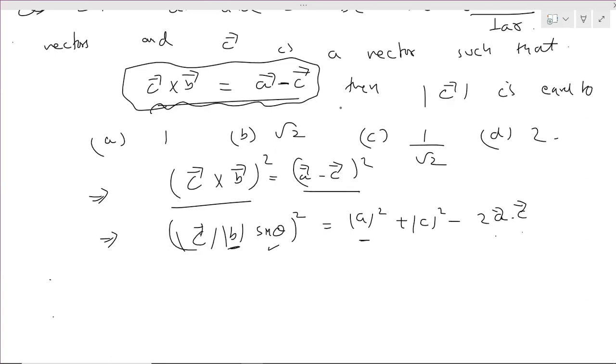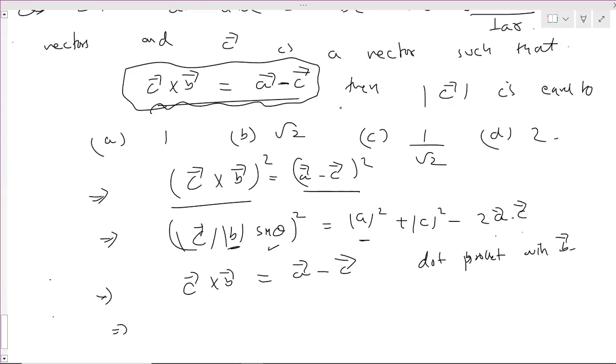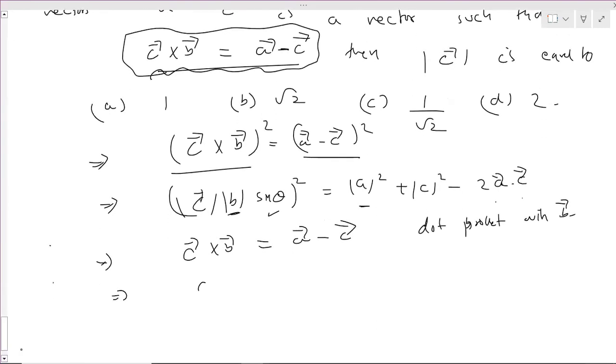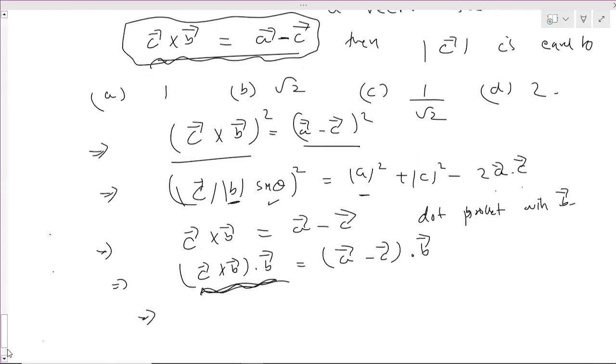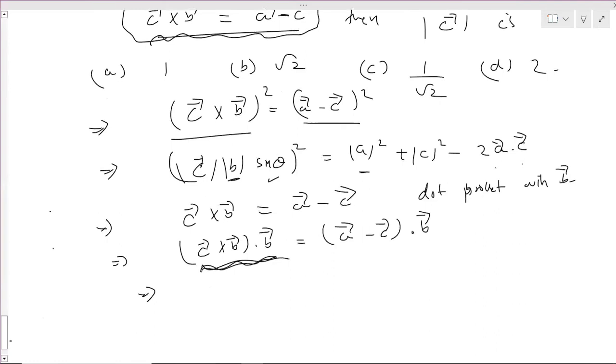So what else we have? We again have this C cross B equals to A minus C. So suppose I take dot product with B. So what I will get from this? C cross B dot B equals to A minus C dot B. Who can tell me what is this? LHS C cross B dot B? 0. 0, absolutely correct.